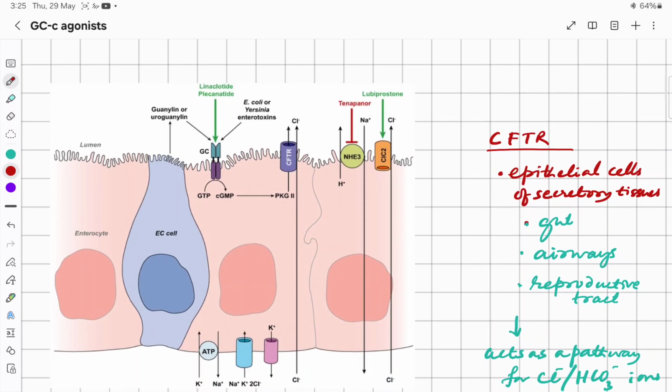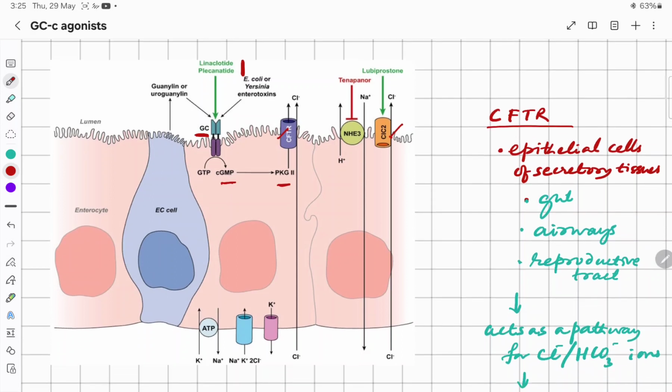So you can see the chloride channel 1 is associated with the CFTR, and chloride channel 2 is another one, and lubiprostone activates chloride channel 2 as well as the CFTR. Linaclotide and plecanatide, by activating guanylate cyclase, increase the production of cyclic GMP, which activates protein kinase 2, which then activates the CFTR.